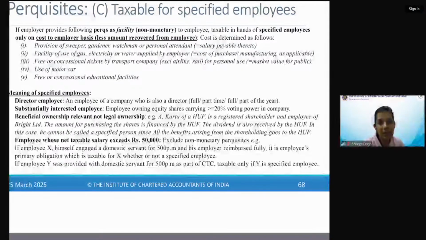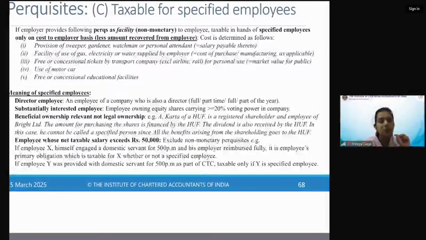इससे होता क्या है कि Mr. X is, although he may have been a specified employee, लेकिन he is actually not the beneficial owner of more than 20% share in the company. So technically, he is not a specified employee for the purpose of taxable perquisite. Okay, he could have been because he is 20% registered shareholder. लेकिन he does not enjoy benefits.